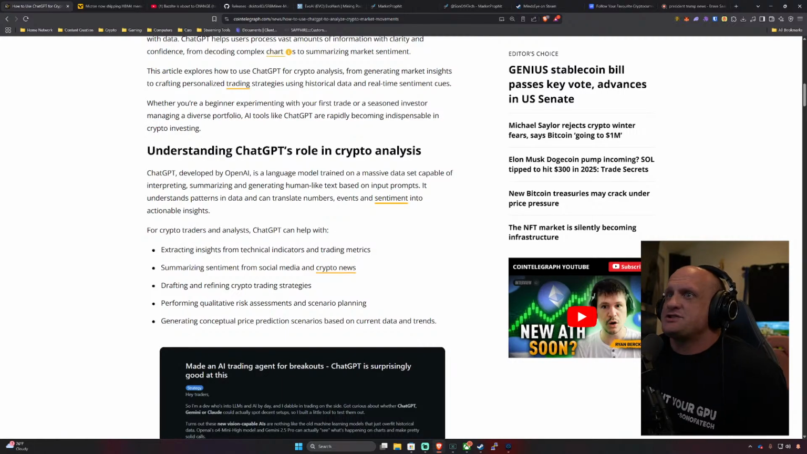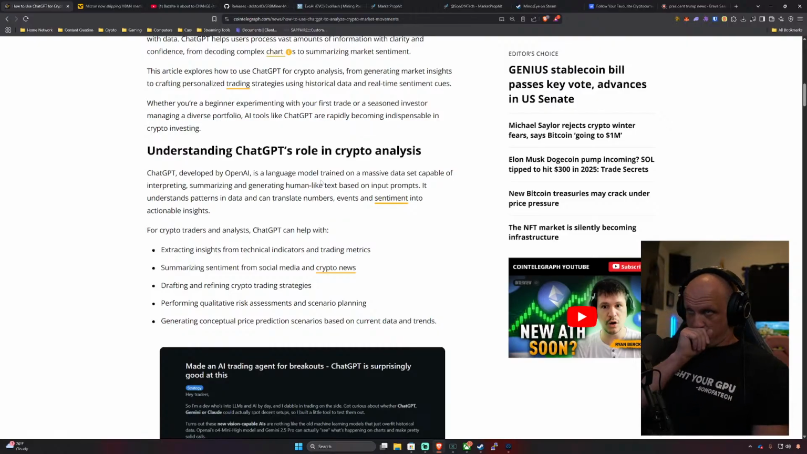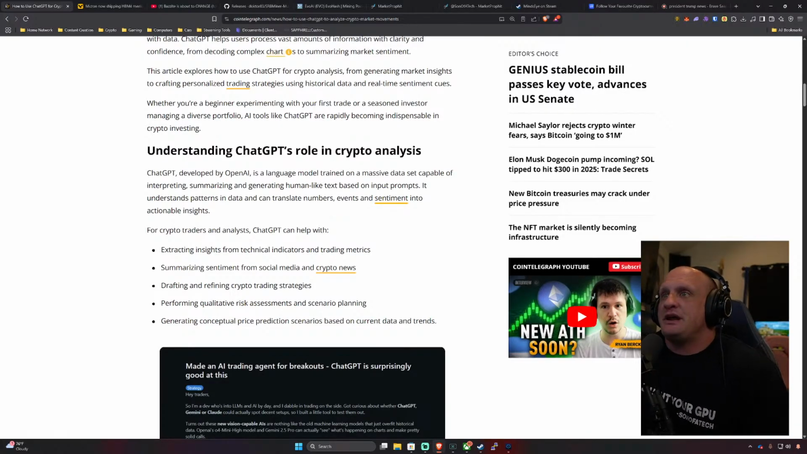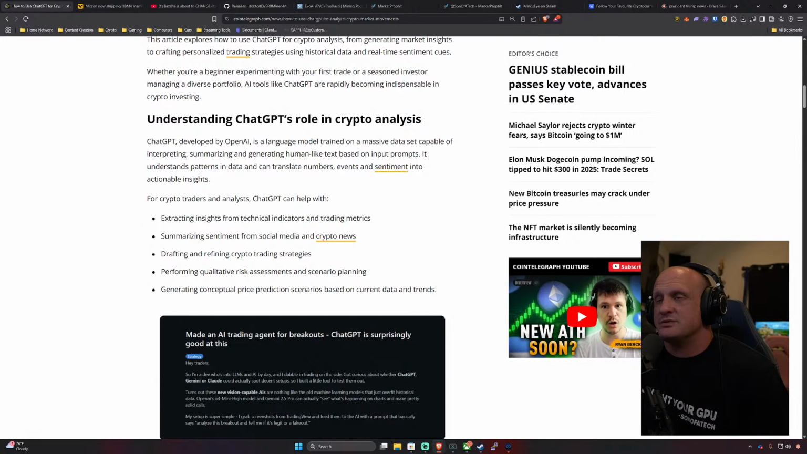So let's get back into ChatGPT and crypto trading. ChatGPT, developed by OpenAI, is a language model trained on massive data sets, capable of interpreting, summarizing, and generating human-like text based on input prompts. It understands patterns in data and can translate numbers, events, and sentiment into actionable insights.